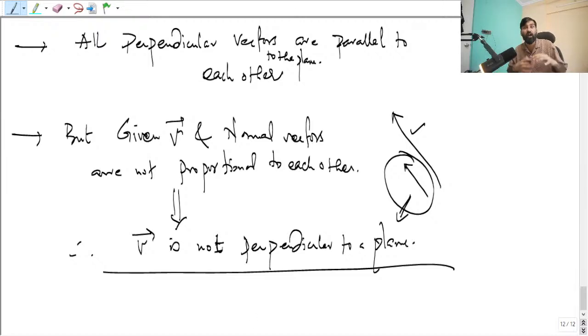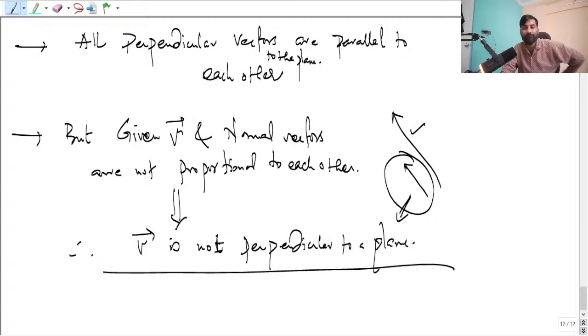So whenever a new vector comes, if any vector is there and any plane is there, and they are asking whether they are perpendicular to each other, you have to first see whether that vector is proportional to the normal vector or not. If that vector is proportional to the normal vector, then only it can be perpendicular to that plane. How can you get the normal vector? You can get it very easily, right?